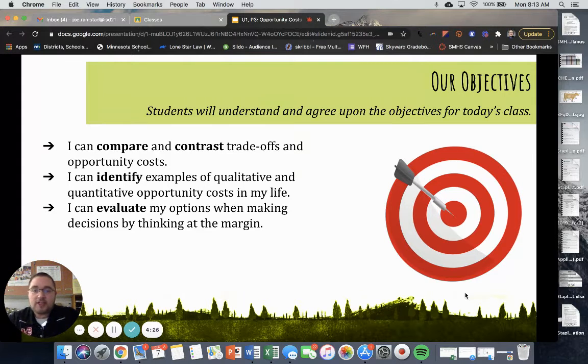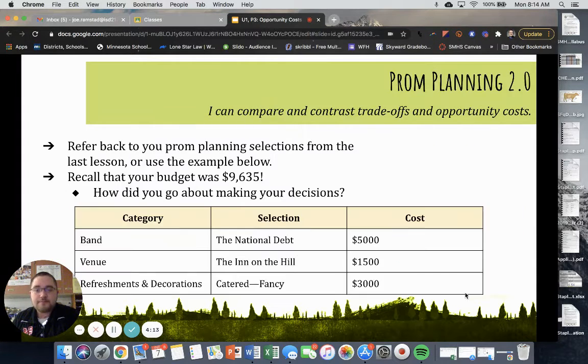First, I can compare and contrast trade-offs and opportunity costs. Second, I can identify examples of qualitative and quantitative opportunity costs in my own life. And last, I can evaluate my options when making decisions by thinking at the margin.